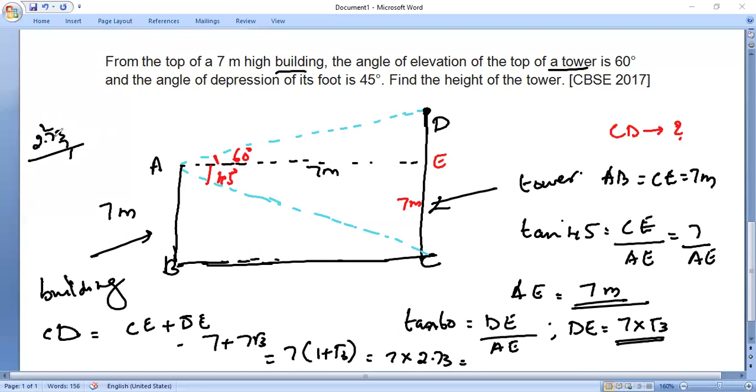Multiplying it out, we get 19.11, so that is the height of the tower. This also is a direct question from the textbook only, so you will be able to score 4 marks for it.